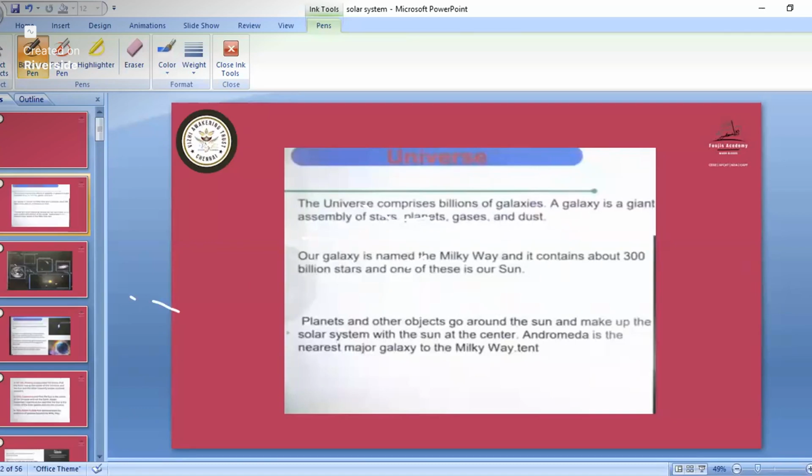We are in the Milky Way galaxy, and the nearest galaxy to the Milky Way is Andromeda. So remember the Andromeda galaxy. The nearest galaxy is Andromeda, and the nearest star, if they ask, is Proxima Centauri. That we will study in a later part also.